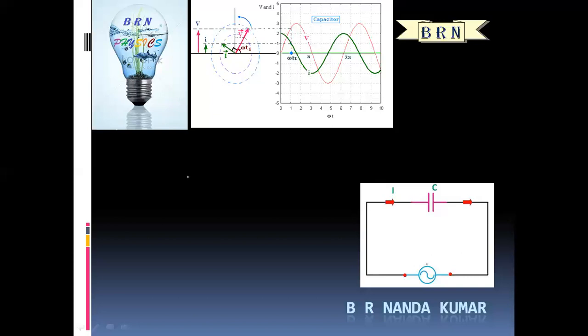The power factor in a purely resistive circuit is equal to 1. In a purely inductive circuit, it is equal to 0. So the average power over one complete cycle in a purely inductive circuit is equal to 0. Even the power loss is equal to 0 in a purely inductive circuit. But in a purely resistive circuit, the average power over one complete cycle is the product of RMS value of voltage and RMS value of current, and the power loss is the product of RMS value of voltage and RMS value of current.